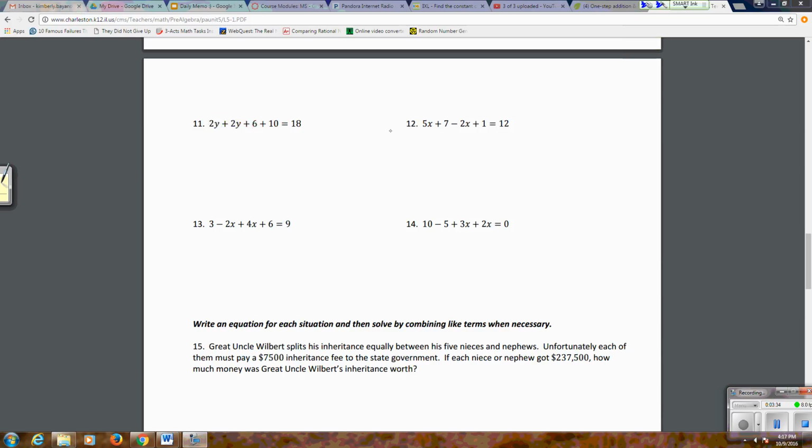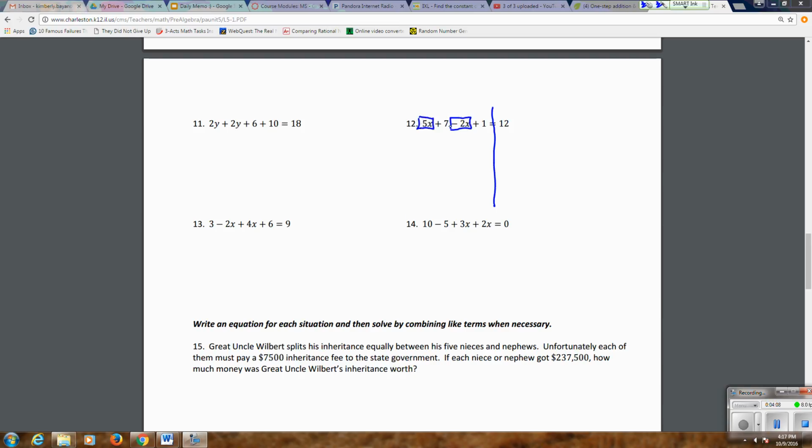So let's look at the second problem. 5x plus 7 minus 2x plus 1 equals 12. So on the left side, we have all this stuff going on. We have a positive 5x, a positive 7, a negative 2x, and a positive 1. So we have a couple of things with identical variables. We have the positive 5x, and we have the negative 2x. So identical variables. So let's go ahead and put these together.